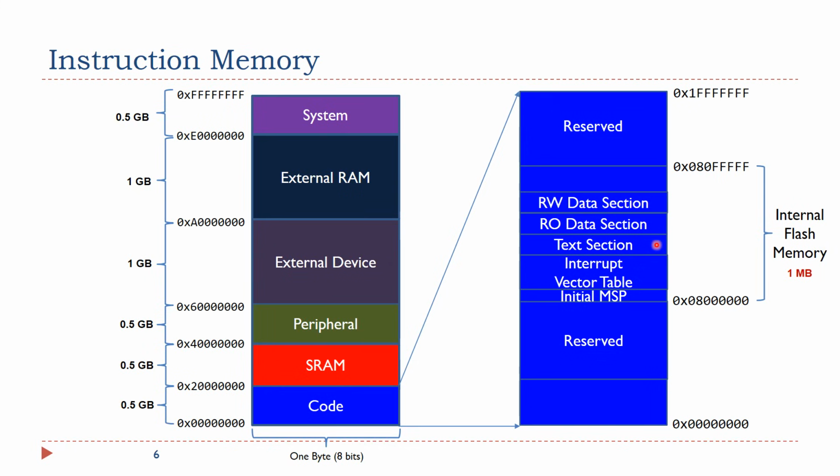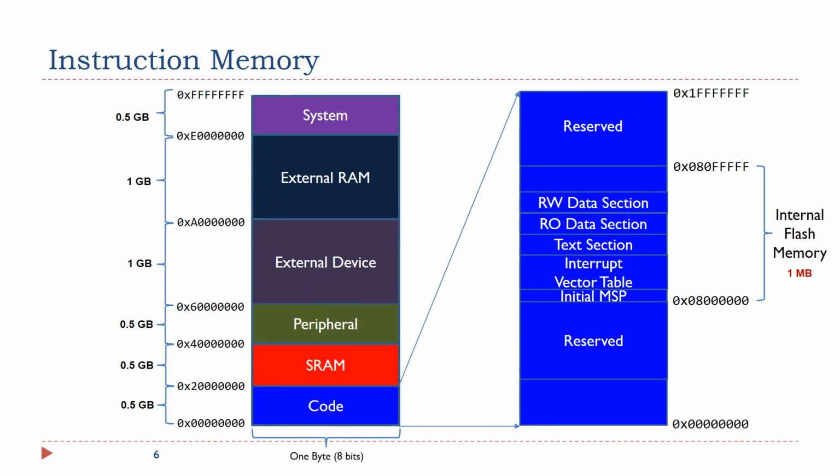The text section consists of binary machine instructions. The read-only data section defines the values of variables that cannot change at runtime. The read-write data section sets the initial values of statically allocated and modifiable variables.